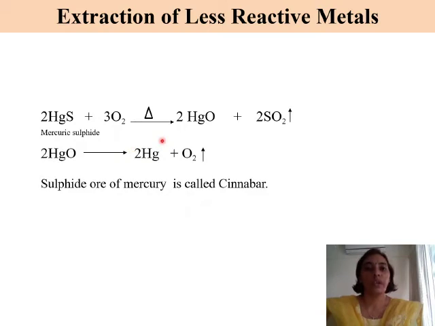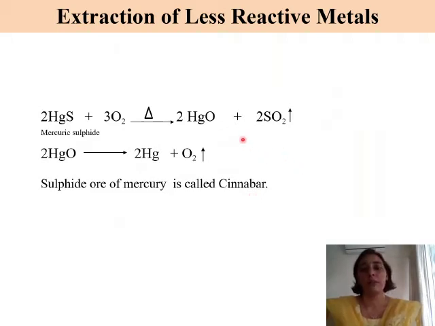So these two reactions are not included in your textbook, but we must know how extraction of mercury takes place and what the sulfide ore of mercury is called, that is cinnabar. So with this we come to the end of the various extraction processes for highly reactive, moderately reactive and less reactive metals. Now what we are going to study is the various methods of how we can prevent the corrosion of metals from occurring.